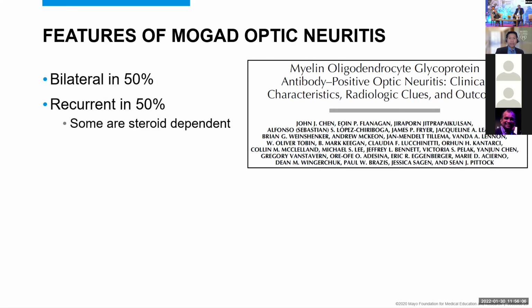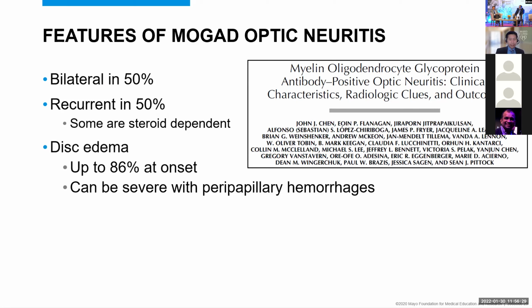In terms of the features of optic neuritis that make you want to think about MOGAD, up to 50% can be bilateral, and up to 50% can be recurrent. Some of them are steroid dependent, with that CRION type phenotype. So if you see bilateral optic neuritis or recurrent optic neuritis, you definitely want to think about MOG antibodies and MOGAD.